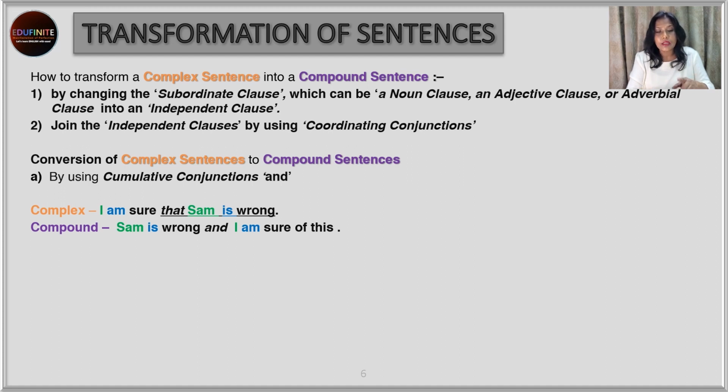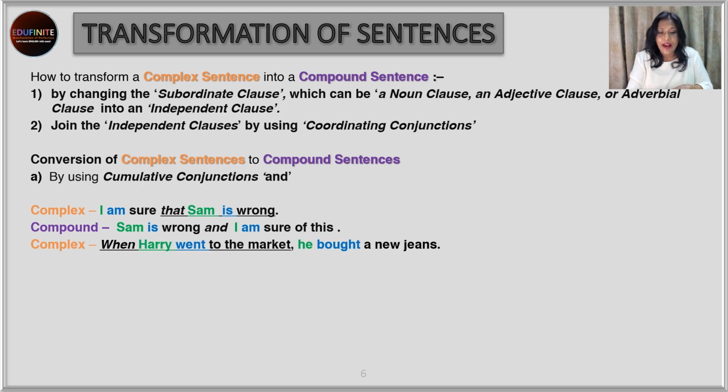Here the complex sentence, that subordinate clause, that Sam is wrong. We have removed the subordinate conjunction that, and Sam is wrong gives us a complete meaning, so it's an independent clause. We begin the sentence with this independent clause, Sam is wrong, and then we write the cumulative conjunction and then the other independent clause, I am sure. I'm sure of what? Of this, that Sam is wrong. So we have to include the words of this and turn this into a compound sentence.